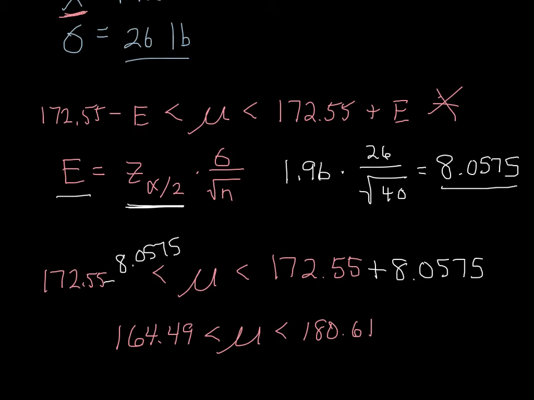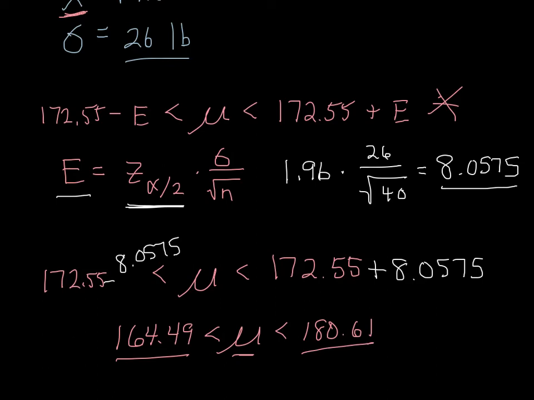Now, I may have misspoke when I said our population mean is somewhere between there. What we're saying is that we say with 95% confidence that the actual population mean is within this interval. It's somewhere in between here. We're not saying that 95% of the time the population mean falls in here. Remember, that was the incorrect one. Not correct. We're saying with 95% confidence, we think the population mean is somewhere between 164.49 and 180.61.